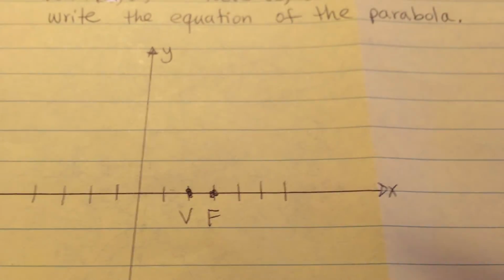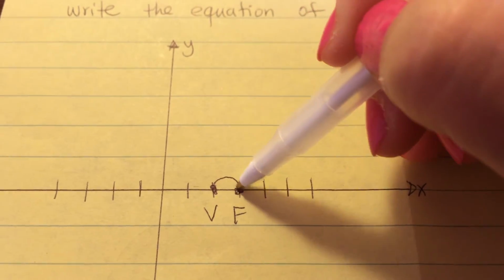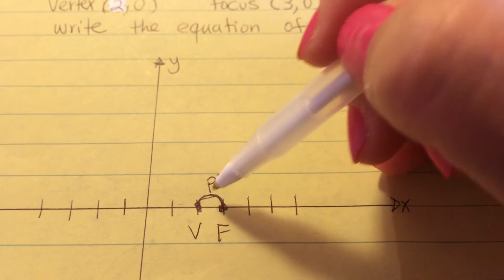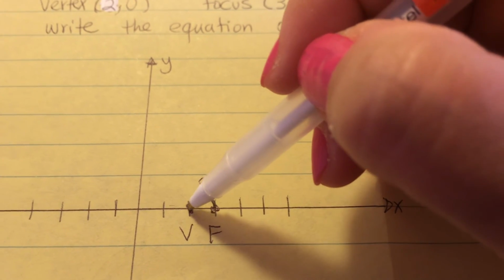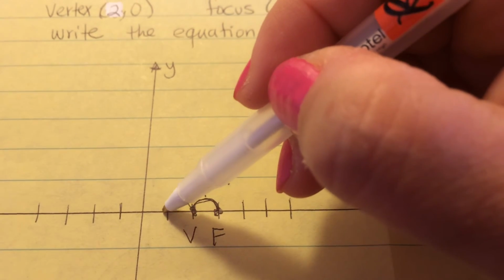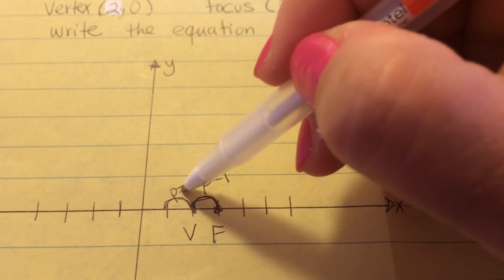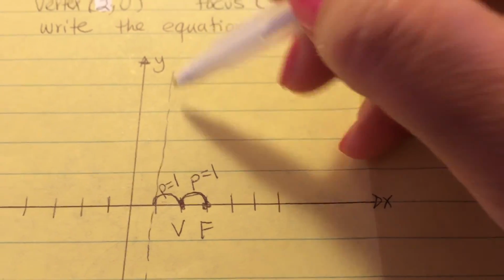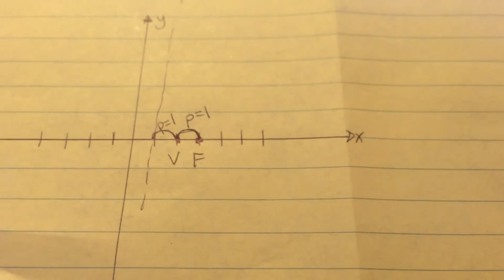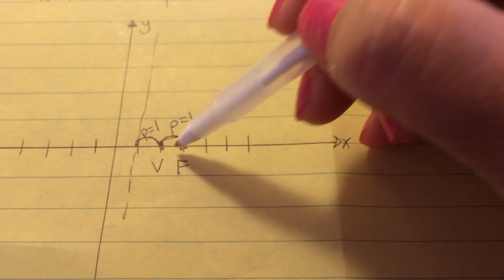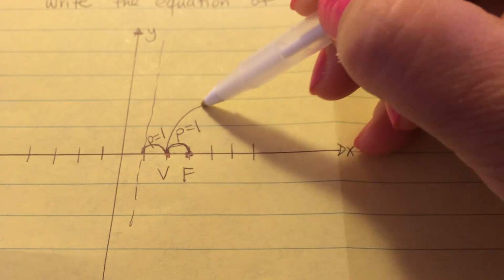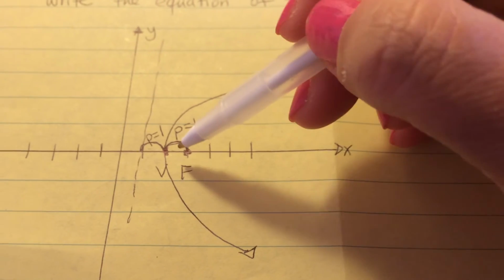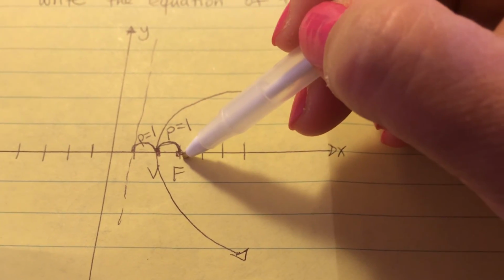That makes it easy because then I can figure out what my P is, because P is the distance from here to here, right? So P is going to equal 1. If P is equal to 1 from the vertex, I go the opposite direction, equal to 1, to figure out the directrix. The parabola always opens towards the focus, so if this is the vertex, it has to open this way, because it's focusing in this direction.